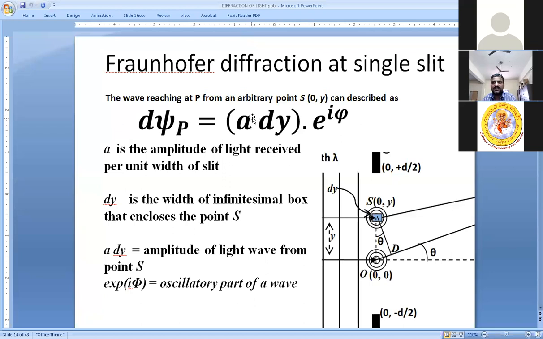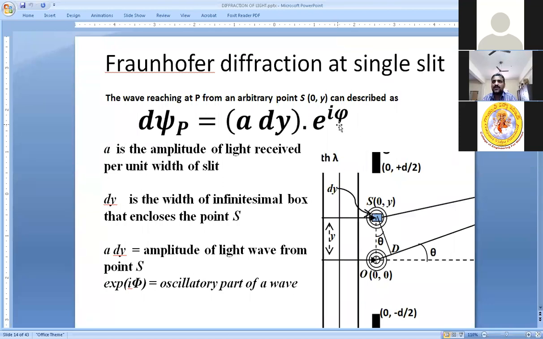I said A dy. A is the amplitude of light received per unit width of the slit. Let us suppose this is 1 unit width, then within this 1 unit you are getting A units. So what is the contribution from dy width? It will be just A into dy. A is the amplitude received per unit width, and when you multiply by dy, A dy gives you the amplitude of light that is emitted from point source S.